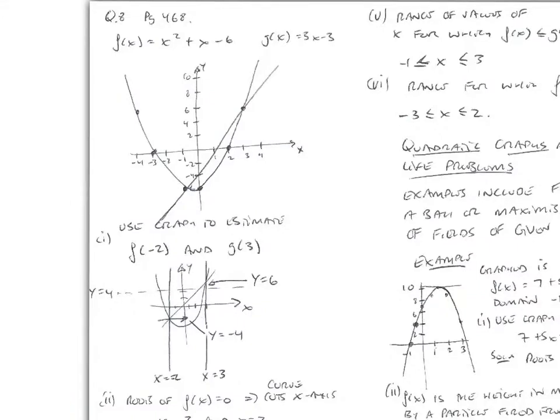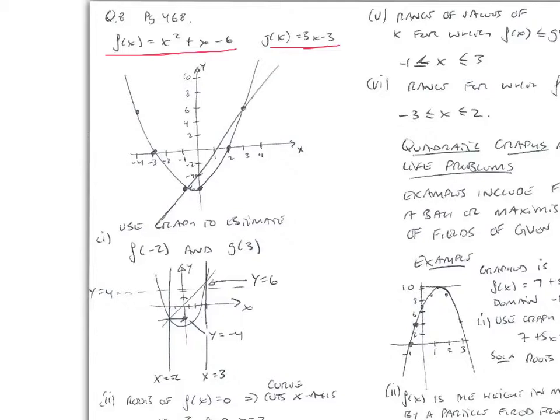Okay, question 8, page 468. f of x equals x squared plus x minus 6, g of x equals 3x minus 3. A quadratic and a linear, and they are plotted here. Use the graph to estimate f of minus 2 and g of 3.